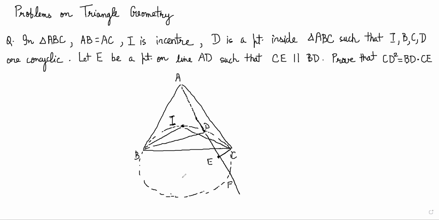Now we also join BF and CF. So BF is here. I have drawn it slightly incorrectly. BF will be here. F is this point. So these two are being joined. And CF is here, a line like this.